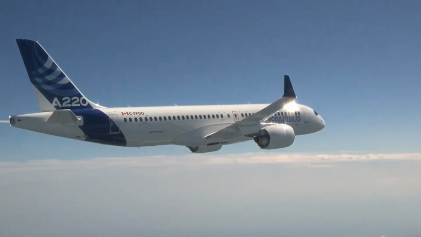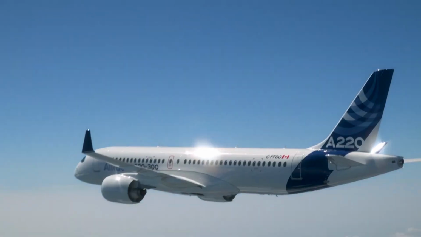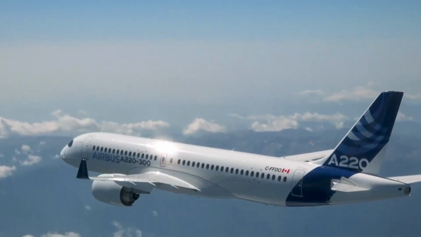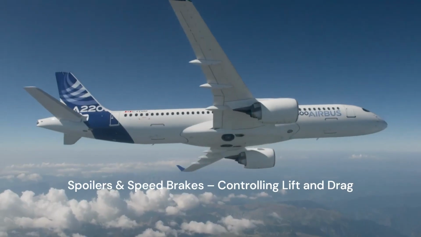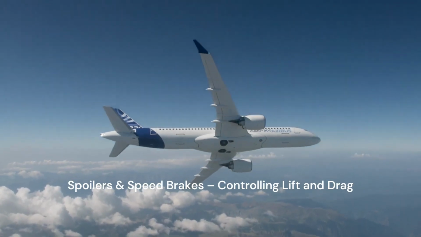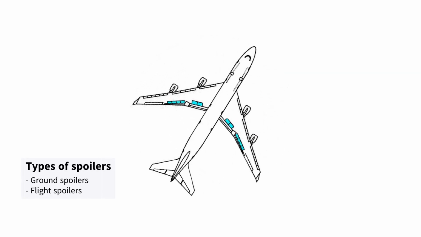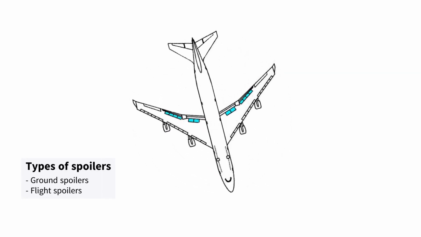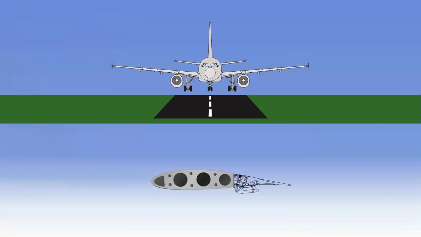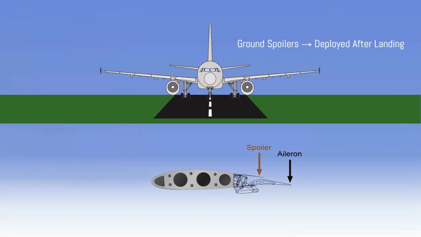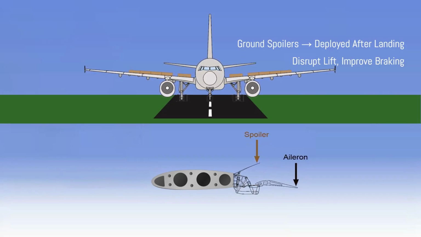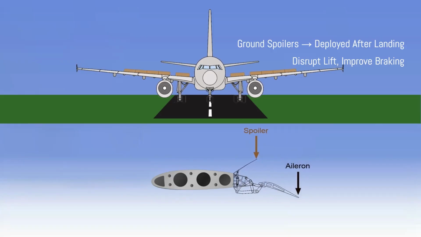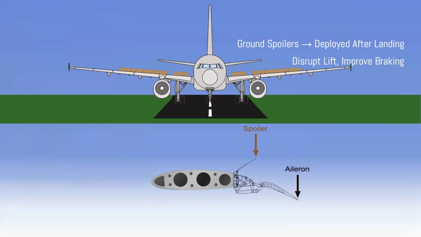While some devices are designed to increase lift, others are used to reduce it. These are known as lift-decreasing devices, and the most common of these are spoilers, often referred to as speed brakes. In many aircraft, spoilers come in two forms: ground spoilers and flight spoilers. Ground spoilers are deployed only after touchdown. By disrupting airflow over the wings, they rapidly dump lift, forcing the aircraft's weight fully onto the landing gear. This greatly improves braking efficiency on the runway.